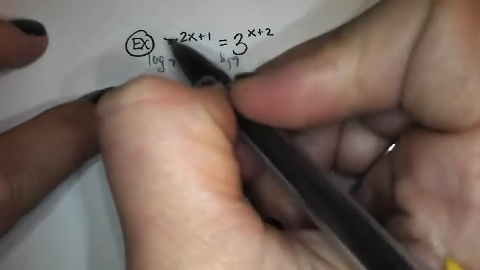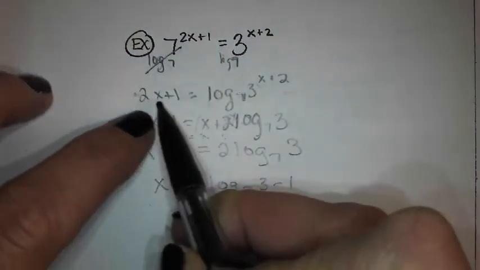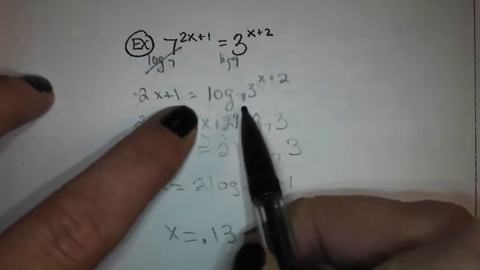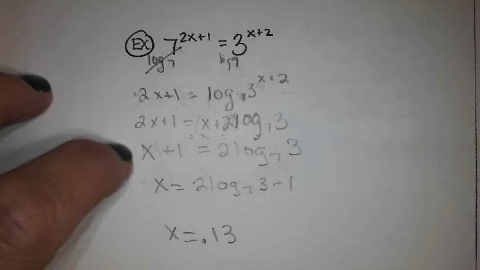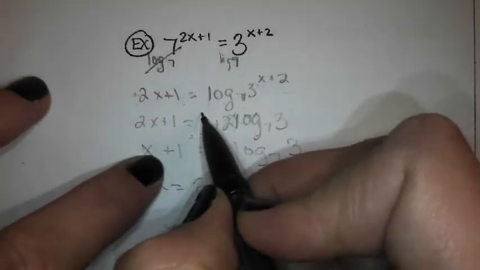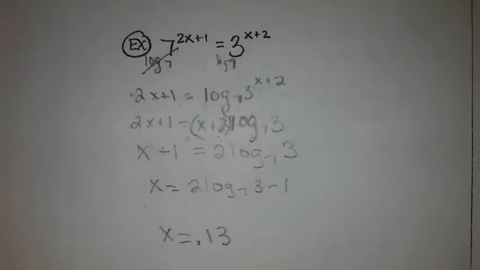So log base 7 on both sides cancels that, so we just have 2x plus 1 equals log base 7 of 3 to the x plus 2. She brought her x plus 2 out in front, and she kept parentheses around it like a nice little girl. Yeah, you did. They were there. Oh, yeah, you need them.